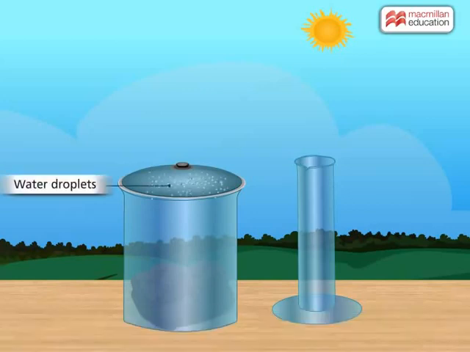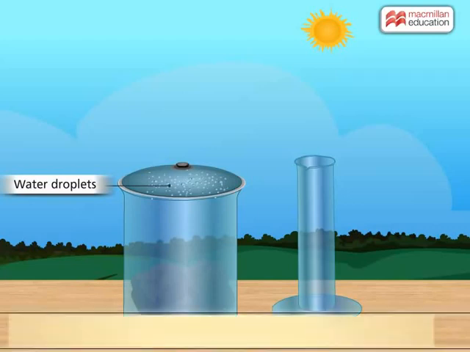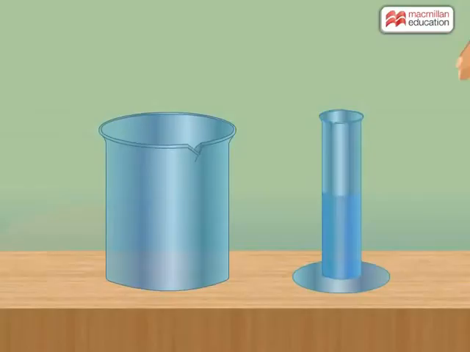We can see tiny droplets of water inside the container on its lid. This means soil contains water. Due to heat of sunlight, water drops appeared on the container.